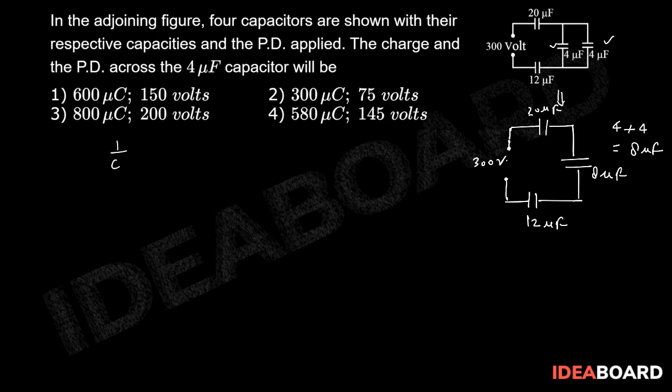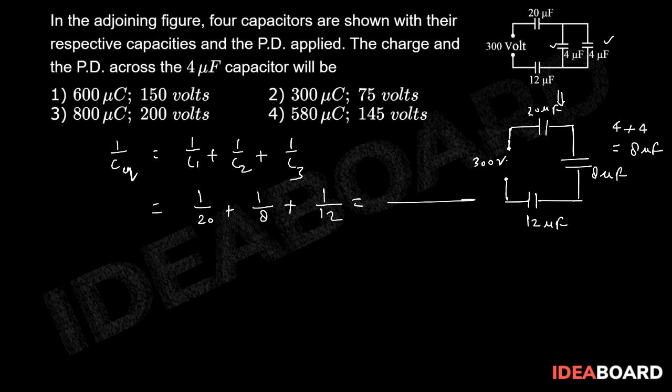So we can apply 1 upon C equivalent equals 1 upon C1 plus 1 upon C2 plus 1 upon C3, where C1, C2 and C3 are 20, 8 and 12. So 1 upon 20 plus 1 upon 8 plus 1 upon 12. Fine. Now take the LCM. So what do we get? We can write here 240.